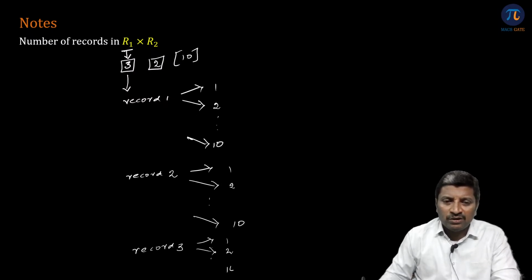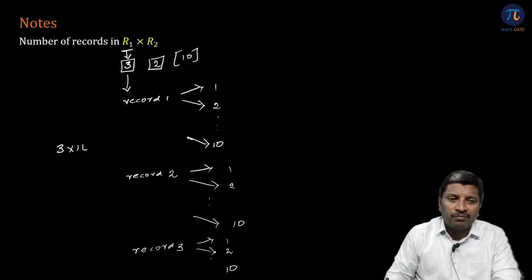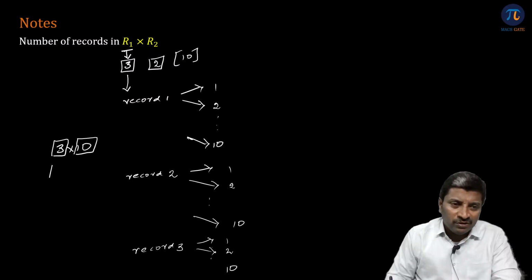One, 2, so on, 10. So totally how much you got, sir? 3 into 10. Hope you understood it. Why you got 10, sir? That is the number of records in second table. Why you got 3, sir? That is the number of records in first table. So can I write like this? Modulus of R1, the number of records in first table, into the number of records in the second table, right?